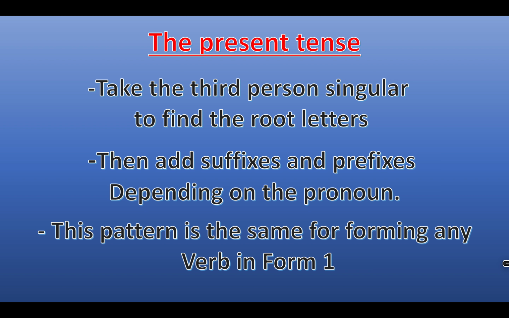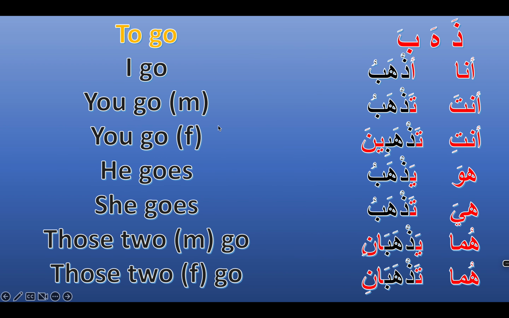Now this pattern that we're going to learn is the same for forming any verb in form 1. So once you master this pattern, you'll be able to conjugate any verb in form 1. Alright, let's start. So we have our root here, dhahaba, which is he went, the past. And now we're going to add a mixture of suffixes and prefixes to conjugate it according to the relevant pronoun. So for ana, it's ana adhabu. Now notice, this is not just an alif, this is a hamza on top of an alif. So it's not the sound a, hamza makes a guttural stop, and we'll see this in another video.